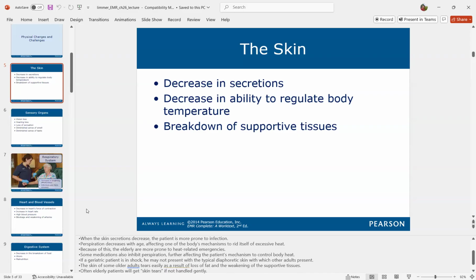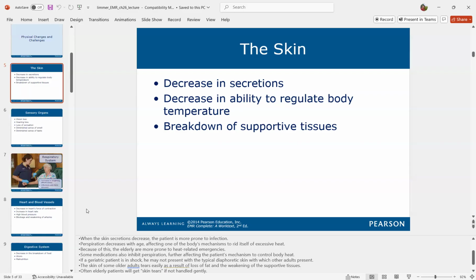If a geriatric patient is in shock, they're not going to present with those typical signs of diaphoretic skin like younger adults do. The skin of some older adults tears easily as a result of loss of fat and weakening of the supportive tissues in their skin. So they get soft skin where you touch it and it can rip.